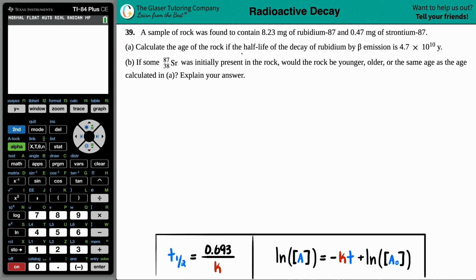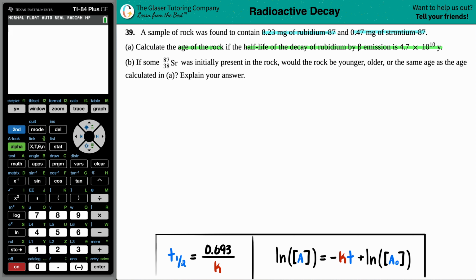Number 39. A sample of rock was found to contain 8.23 milligrams of rubidium-87 and 0.47 milligrams of strontium-87. Letter A. Calculate the age of the rock if the half-life of the decay of rubidium by beta emission is 4.7 times 10 to the 10th years.